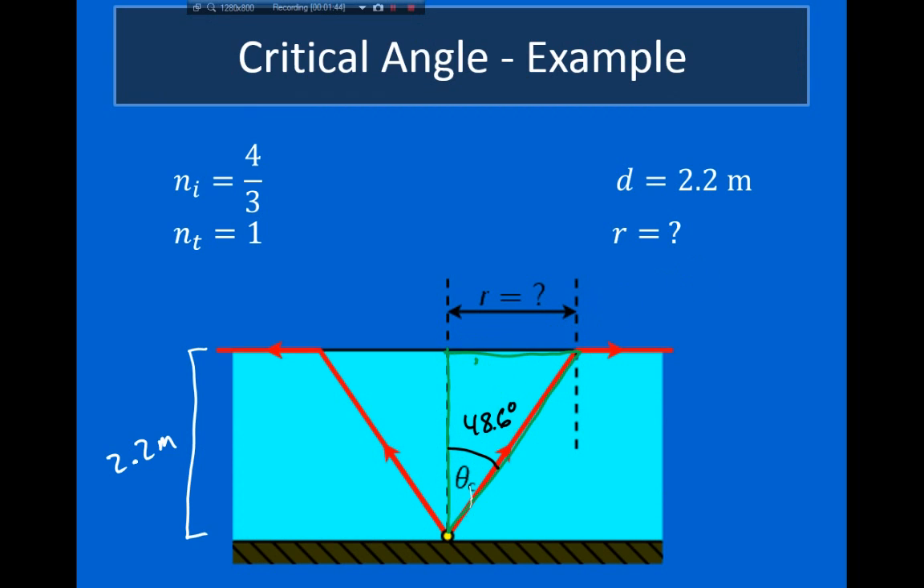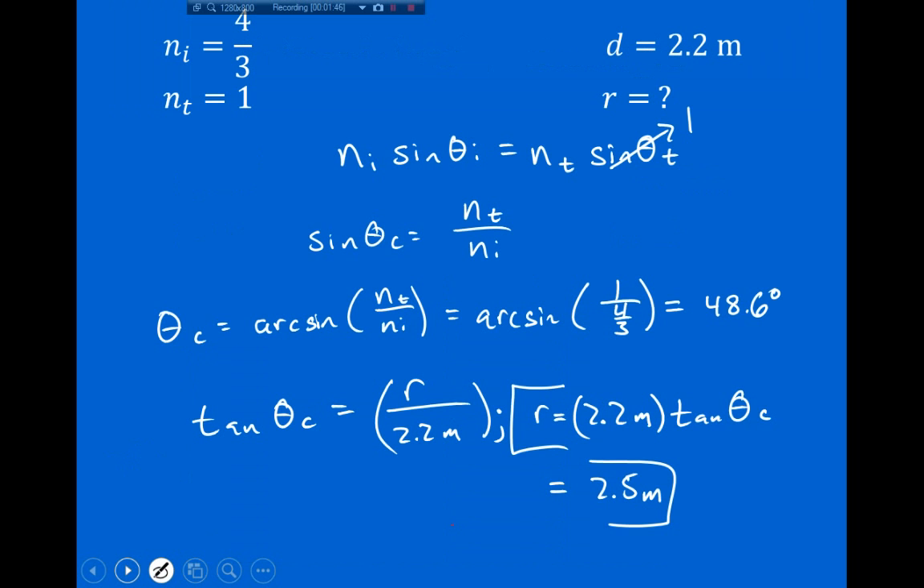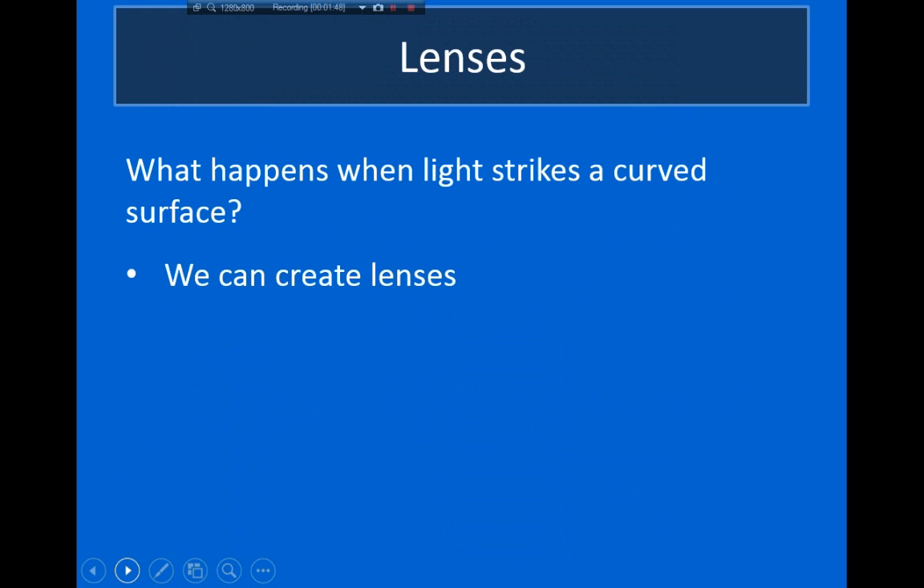And at this point, I'm going to end the notes on Snell's law and the law of reflection, and in the next lecture we're going to talk about what happens when light strikes lenses, and we'll talk about how lenses can form images.